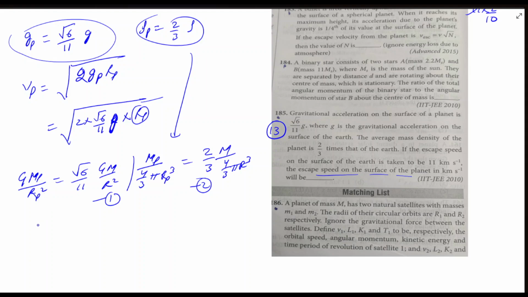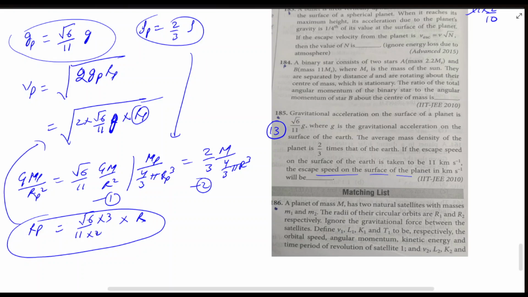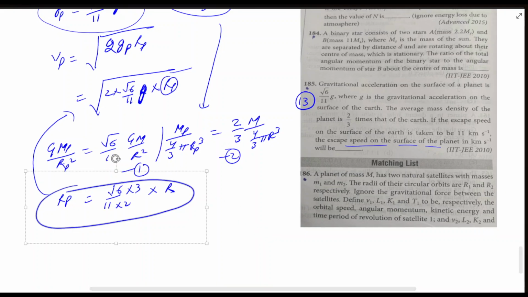If we divide, this Rp will go up. So Rp will be equal to root 6 by 11 into 2 into 3, into, and this R will go up. So this we get directly if we divide these two. So let's just put this value in this. Let's put this value in this, and we will get Vp as root 2 into root 6 by 11 G.